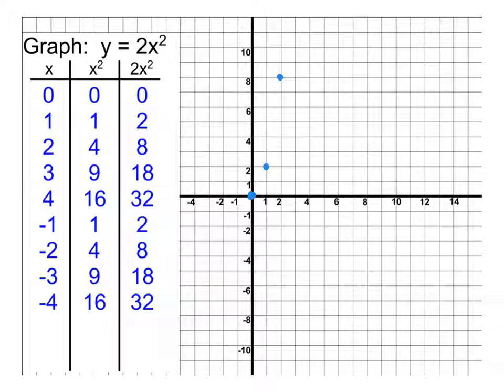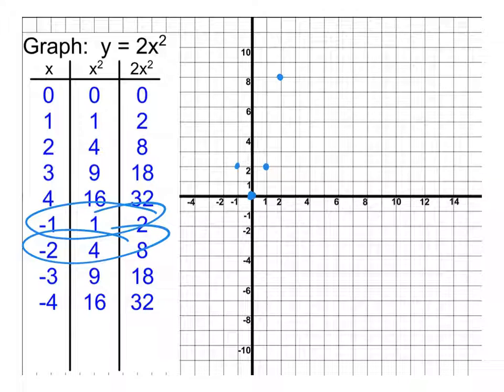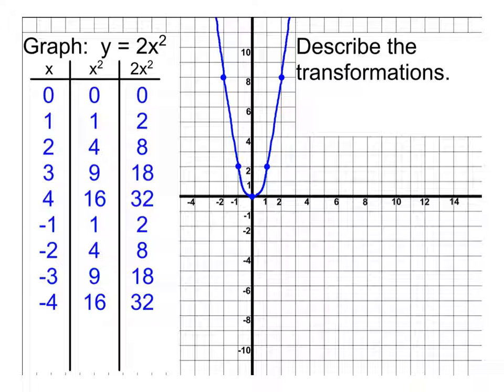Now from there I would go over 3 and up 18, except it doesn't fit on my graphing grid, so I don't need to worry about that point. But I do need to go on the left-hand side as well, which of course is still going to be doubling my normal height, and they're going the same heights as what I would normally see on the right side. So draw those points in, and then draw the curve that goes through them. All right, and then we need to describe the transformations.